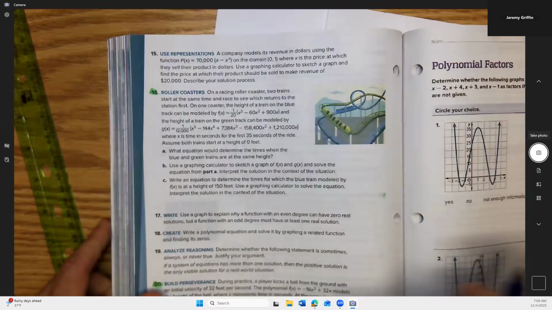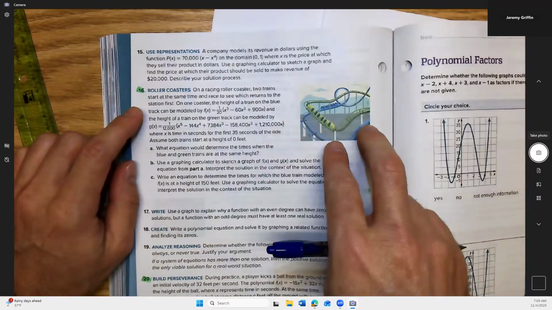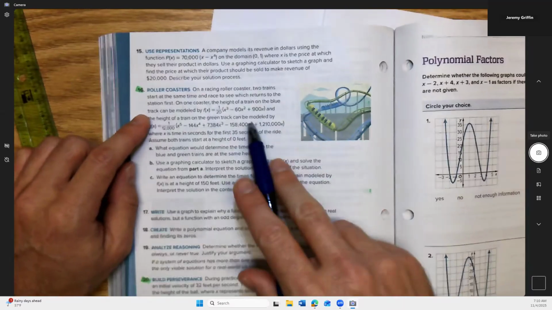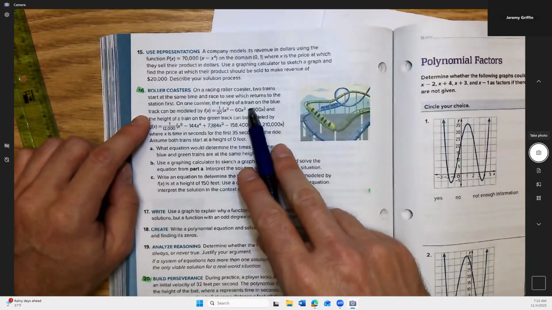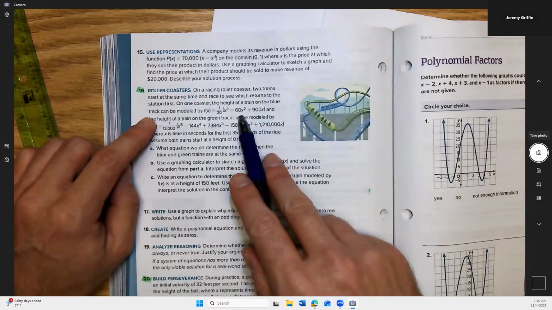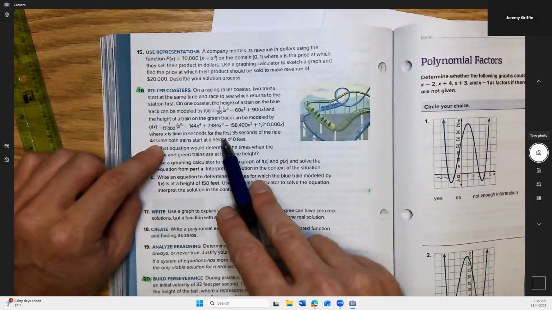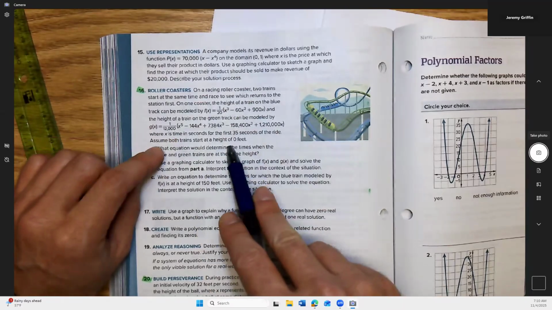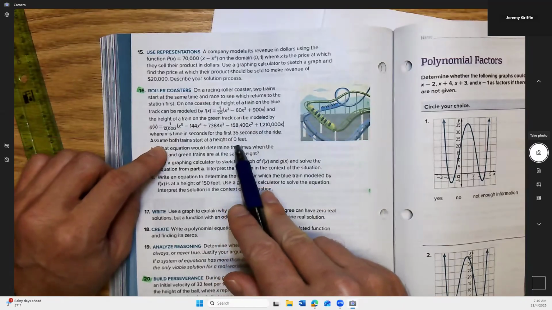All right, roller coasters. On a racing roller coaster, two trains start at the same time and race to see which returns to the station first. The height of the train on a blue track can be modeled by this function. The height of the train on a green track can be modeled by this function, where x is the time in seconds for the first 35 seconds of the ride. Assume that both trains start at a height of 0 feet.